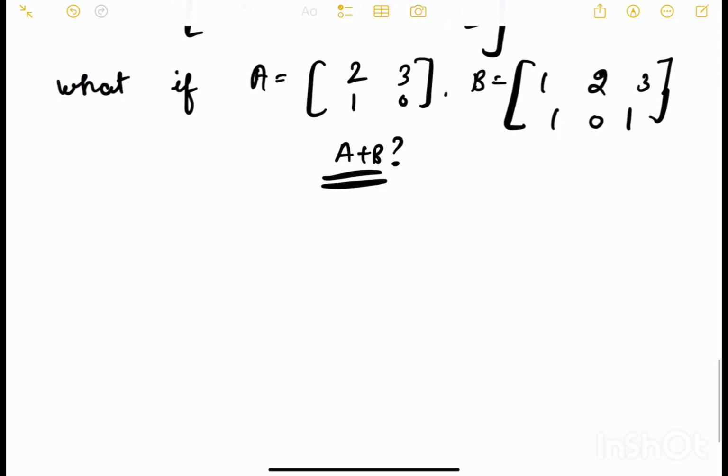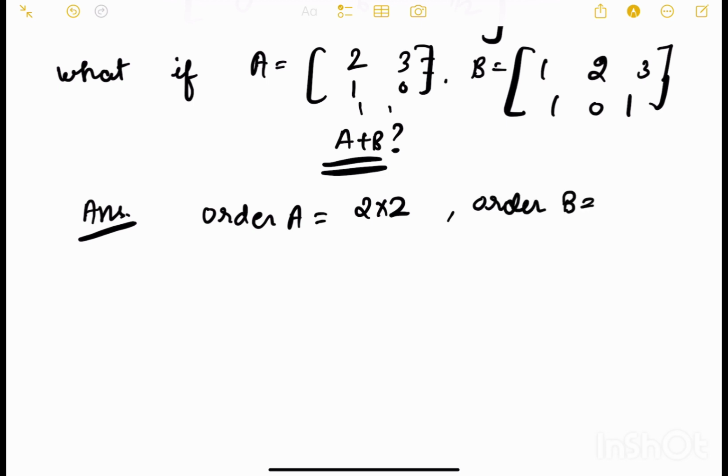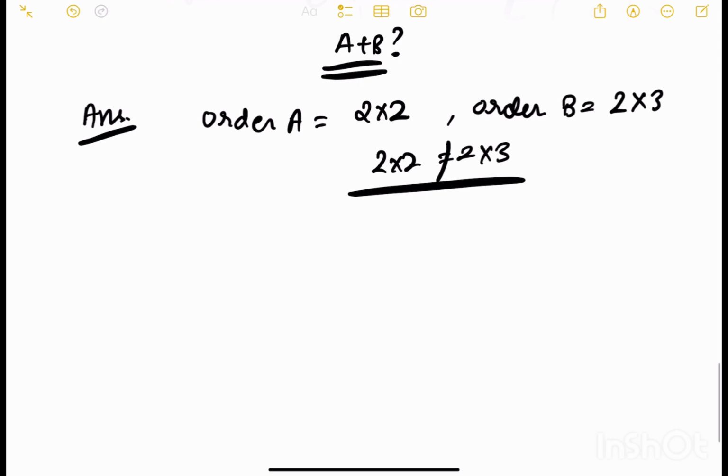As far as the answer is concerned, what is the order of A? The first principle that we must follow is to check the order. So the order of A is 2 cross 2. There are 2 rows and 2 columns, right? And the order of B is 2 rows and 3 columns. Now observe that this order is not the same. So simply the answer is that A plus B is not well defined.